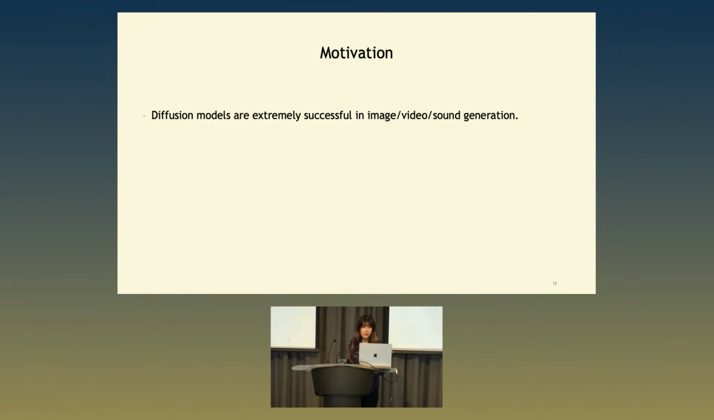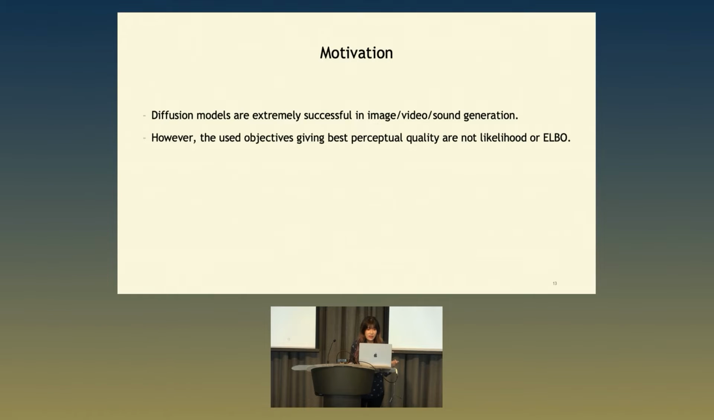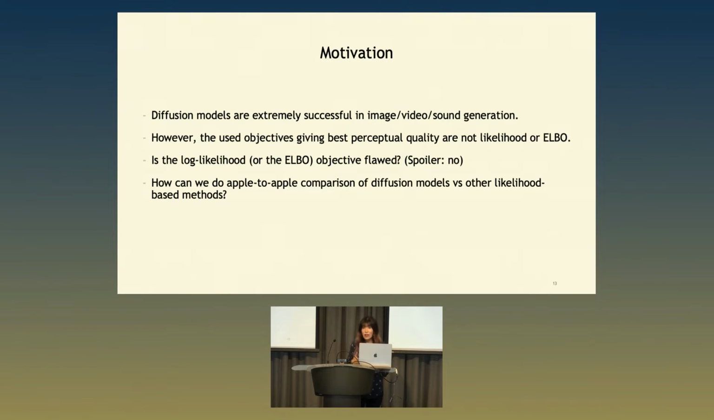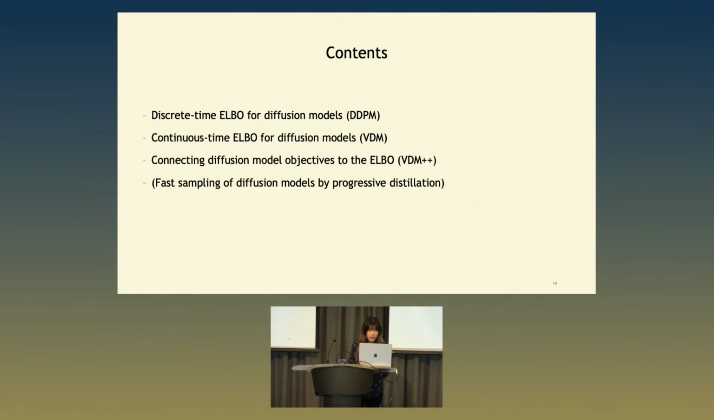We have already seen that diffusion models are extremely successful in image, video, as well as sound generation. However, the training objectives giving the best perceptual quality are not actually the likelihood or the ELBO. That raised a very fundamental question: is the log likelihood not trustworthy anymore if our main motivation is to generate good-looking samples? And that also raised another question: how can we do an apples-to-apples comparison of diffusion models with other types of generative models that actually train towards maximizing likelihood?